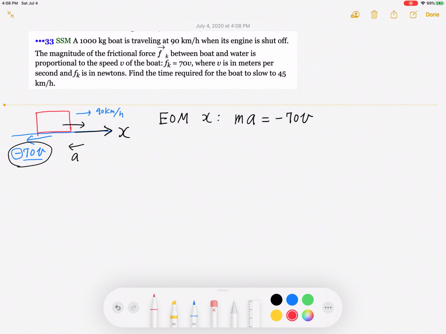No other force. Well, gravity may be acting downwards, normal force acting upwards, but those are not important in this question because we're only looking at the motion along the x direction, not the y direction.